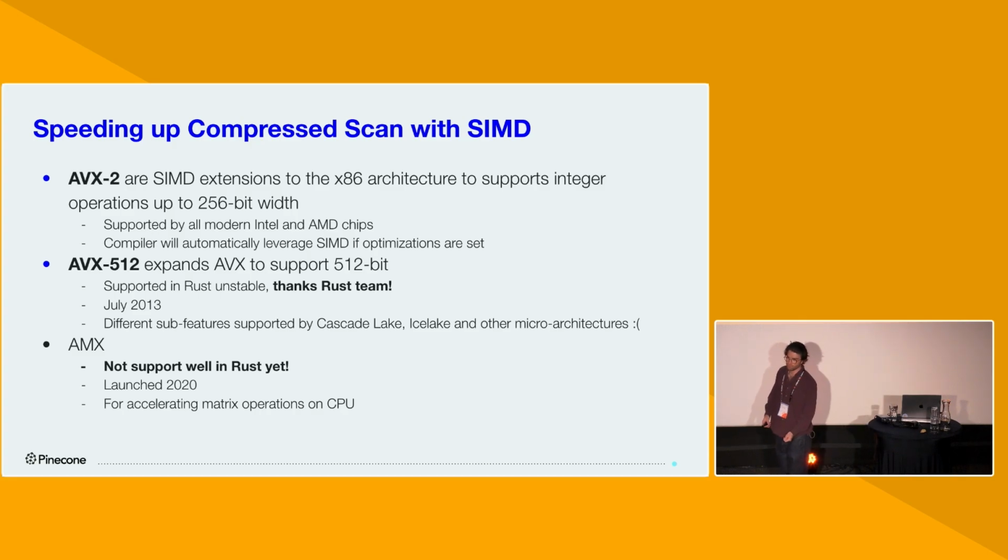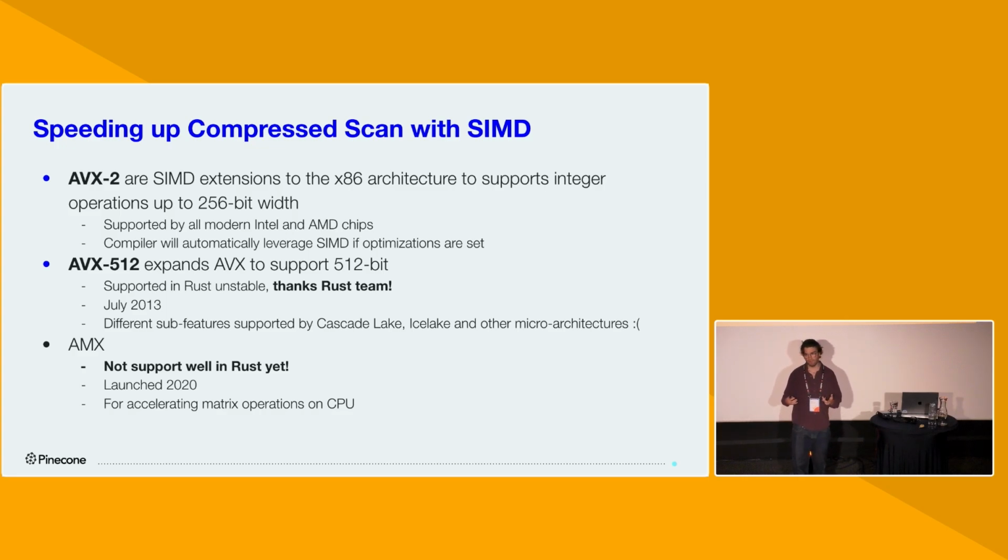What are the toolkits that are available to do this? So there's AVX2, which has been around for a little while, since 2013. This is an extension to the x86 architecture, and the Rust compiler supports it automatically for a lot of cases, right? So if you're doing U64 arithmetic, this will actually happen.